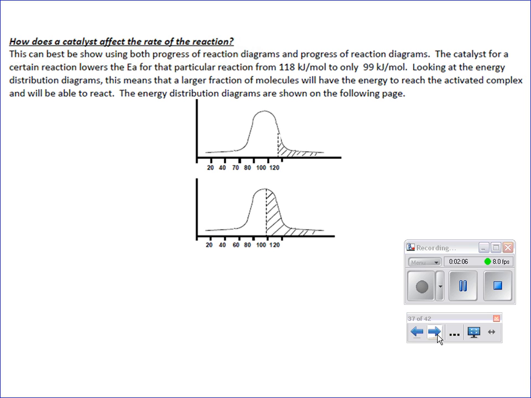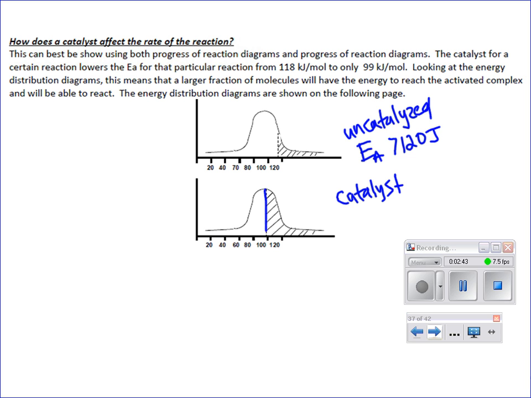Looking at the next picture, this is a little bit better. This is describing what happens when you add a catalyst. This is an uncatalyzed reaction up here. We can see that our activation energy is here, which looks to me like it's greater than 120. So I'll just write energy of activation greater than 120 joules. I don't know the unit on that, it could be kilojoules, but it's energy. Well, here if we add a catalyst, what happens? The activation energy lowers.